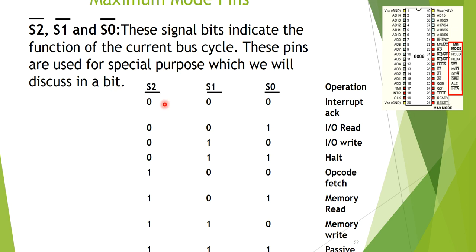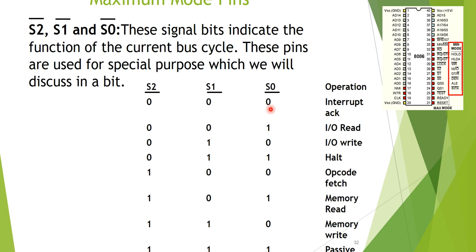Now first of all we look at the status signals, that is S0 bar, S1 bar and S2 bar. These signals indicate the functioning of the current bus cycle. That means they indicate which function the microprocessor is performing in the current bus cycle. Then according to this status signal, the external device will generate the control signals.